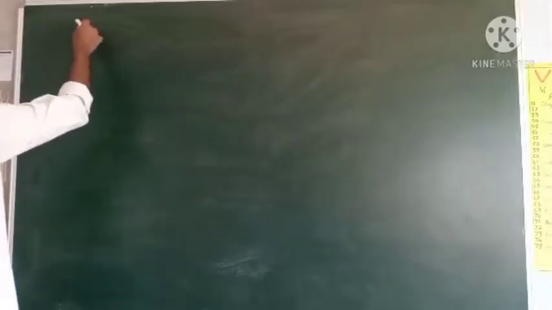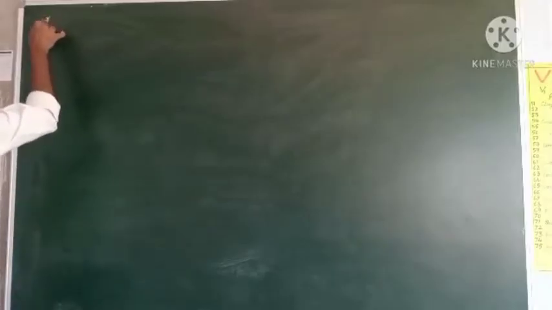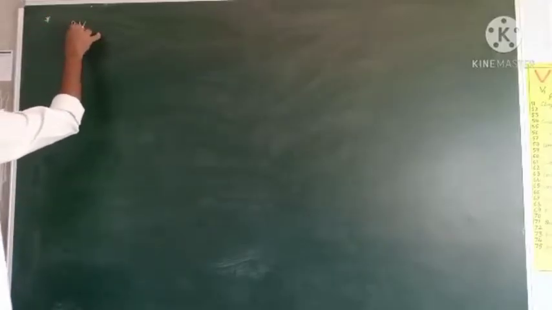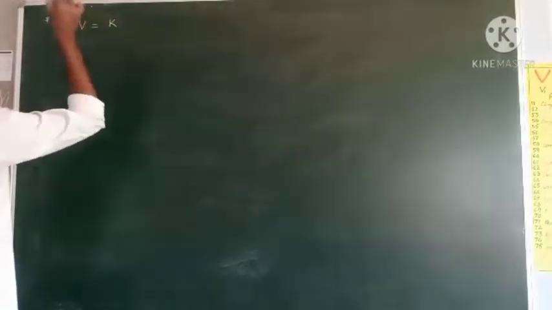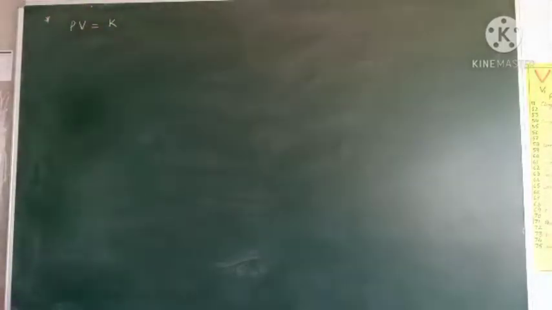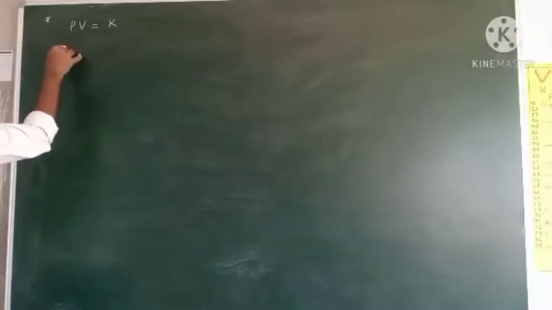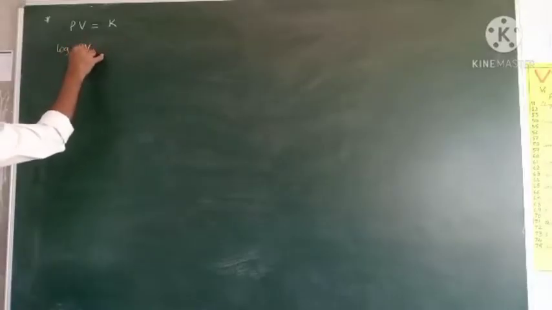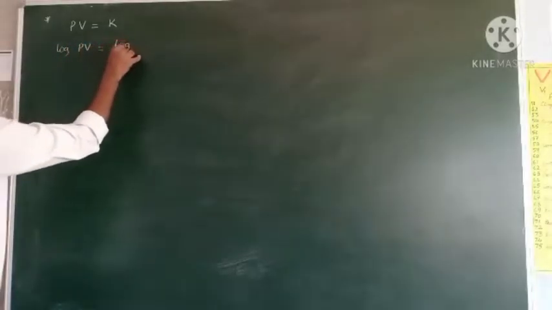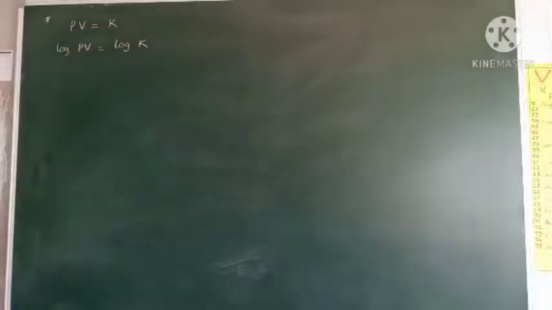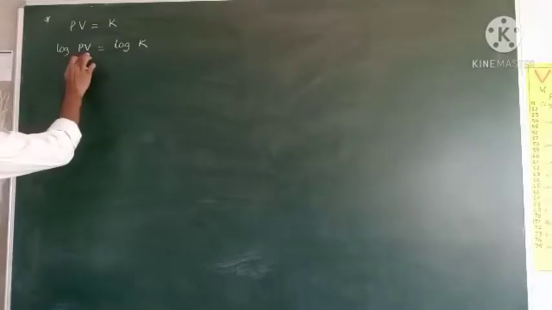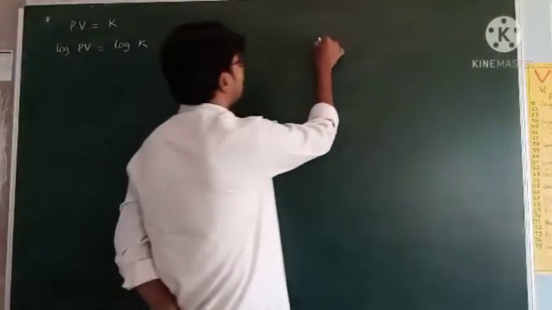Now, another interesting relation in this concept. Actually, PV is equal to K. We know that PV is equal to constant. Now take logarithm on both sides. Log PV is equal to log K. K is constant here. But log PV, you know the logarithm formulas?